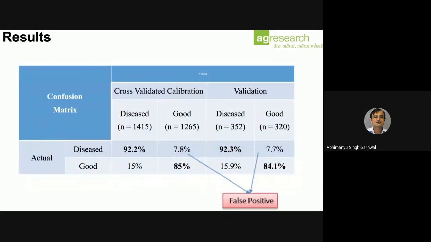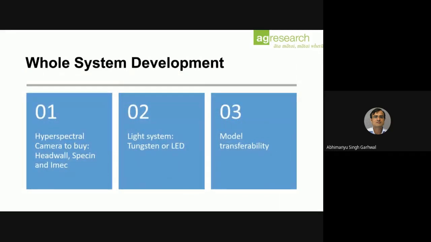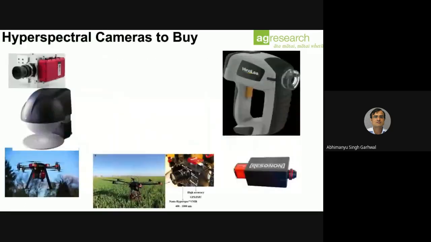So now the next stage is that we went to a company, Viama, a New Zealand based company. We discussed this approach with them, and they are very happy to develop a machine on this project. For the whole system, the first step is to buy a hyperspectral camera. The second is the light system, and the third is model transferability: how the model we develop can be compatible with the machine that we are developing.